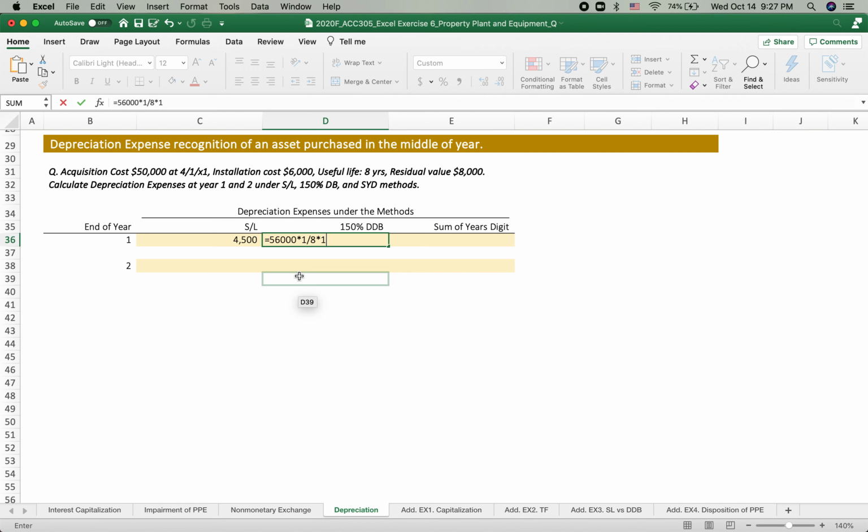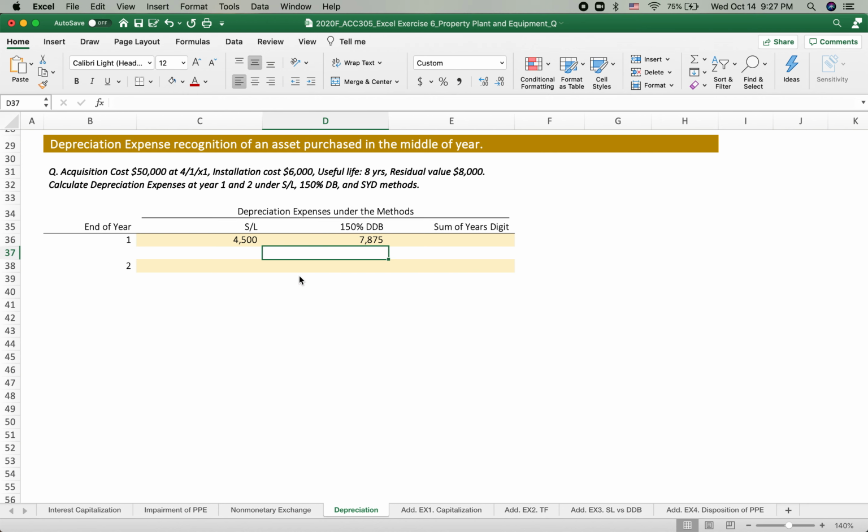And then times 150%, that is the 150% declining balance. So we want to reduce by 150%. And then in the same way, times 9 months divided by 12, because the company purchased April 1st. And then $7,800. It has been significantly increased using this depreciation method. By doing so, the company can reduce the tax amount as well as profit.